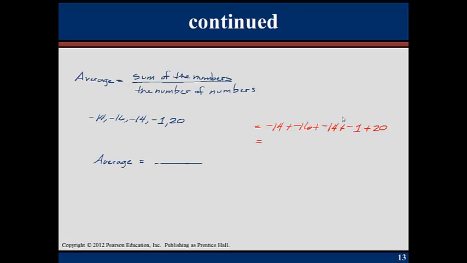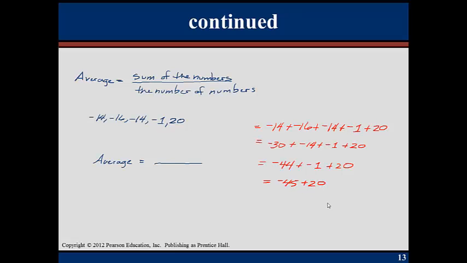You can start by adding all the negative numbers together, because remember, when they're the same sign, you just add and keep the sign. So negative 14 plus negative 16, that is negative 30. And then I can keep going. I get negative 44. And then I get negative 45.